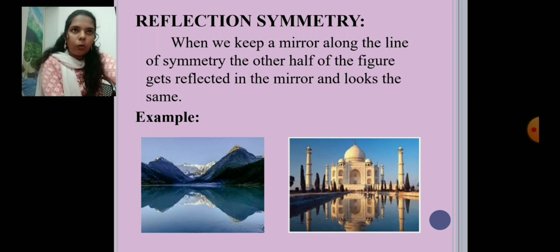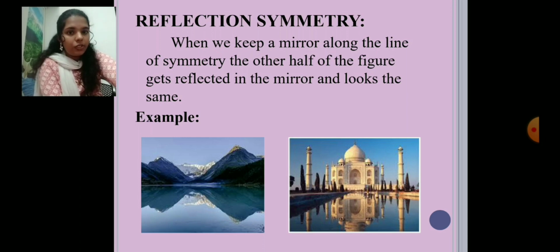When any object is reflected in a mirror, it is known as reflection symmetry. When we keep a mirror along the line of symmetry, the other half of the figure gets reflected in the mirror and looks the same. If you stand in front of the mirror, our other half will display in the mirror. That's reflection symmetry. It needs not only to be reflected, but to look the same.